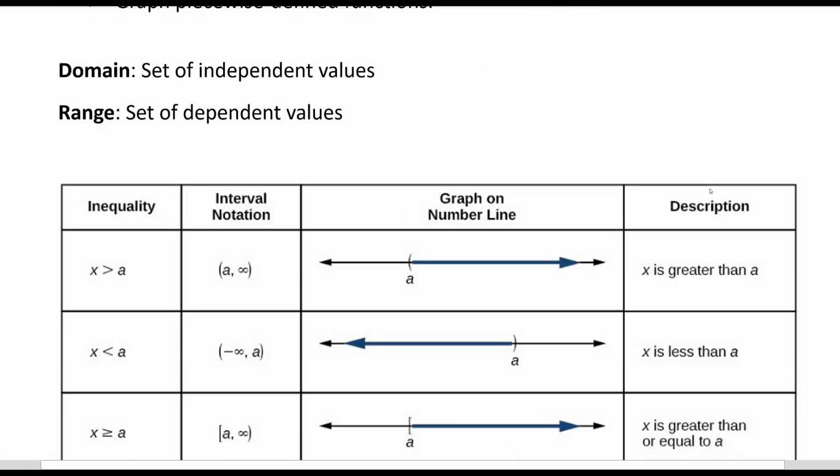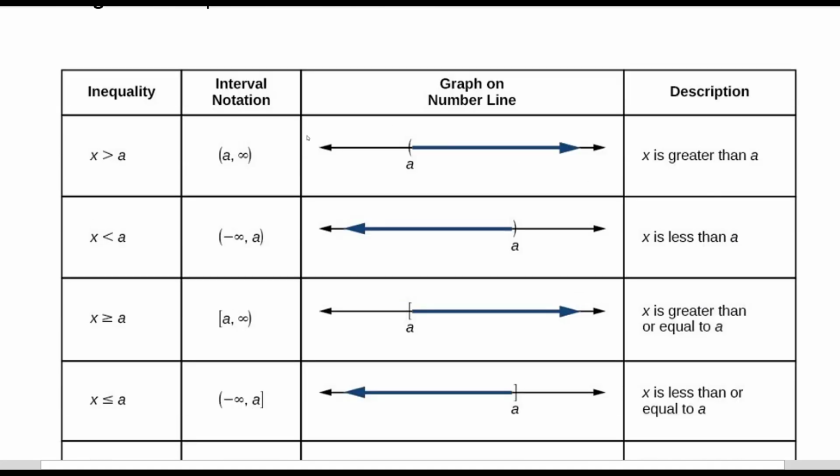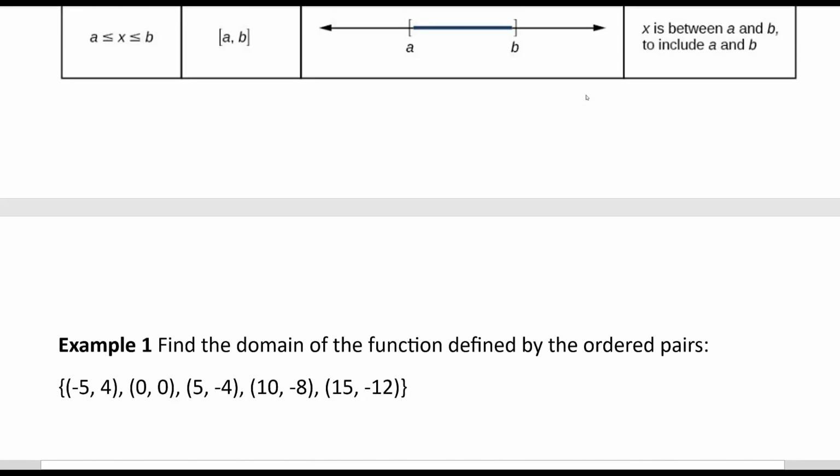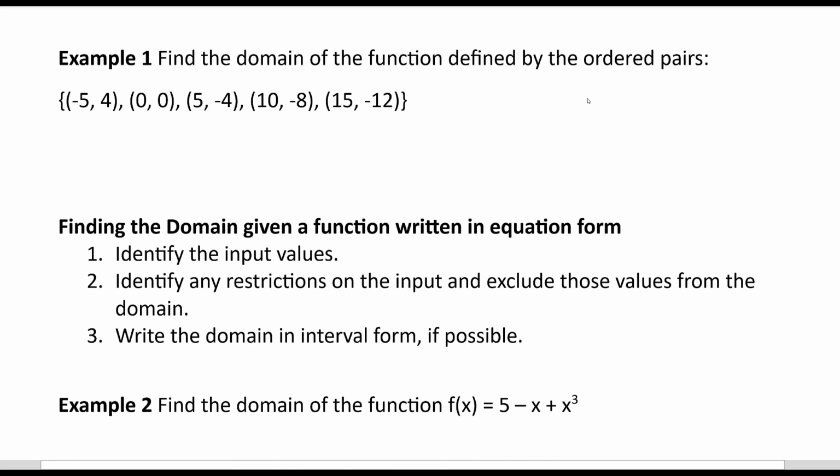Let's move on here to talk about this. Find the domain of the function defined by the ordered pairs. We have -5, 4, 0, 0, 5, -4, 10, -8, and 15, -12. So the domain here would be the set -5 from here, 0, that's 5 there, 10, and 15.